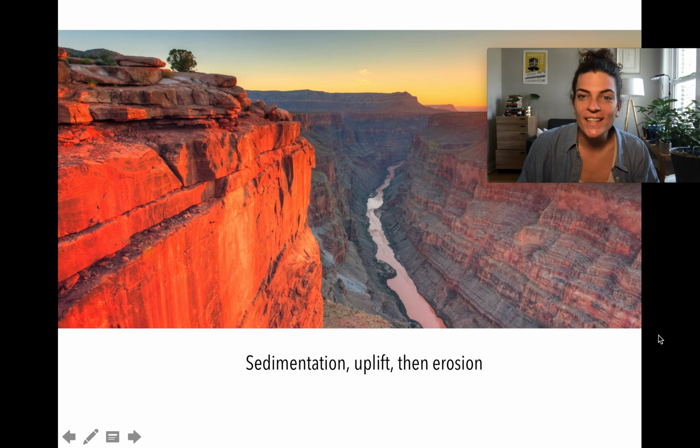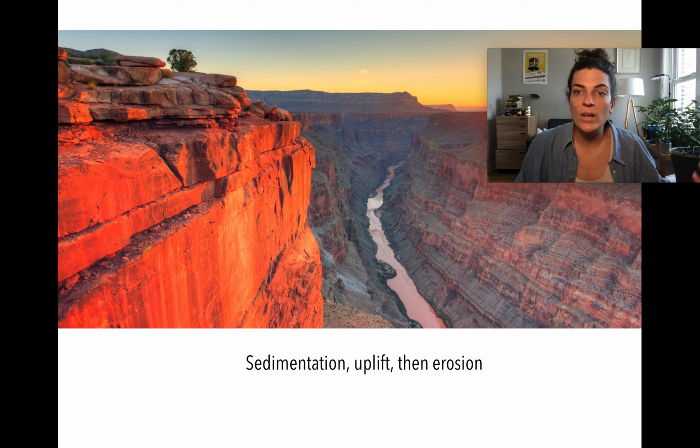So we know that sedimentation over millions of years, per the theory of uniformitarianism, is what caused the Grand Canyon. There was sedimentation, then uplift, and then slow erosion. Slow, long, uniform processes that have been happening for all of Earth's history and allow us to infer that Earth is, for lack of a scientific term, very old.